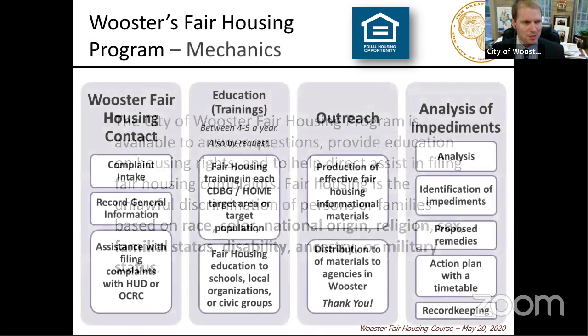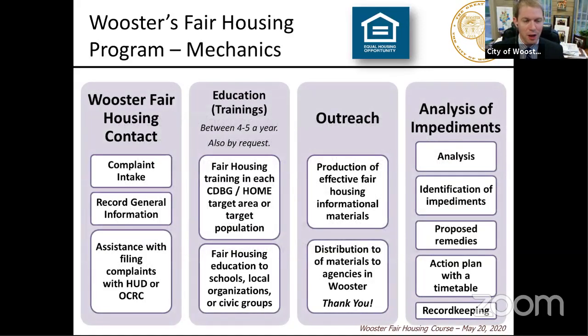And when it comes to that, we do have our services where if there is a concern, you're welcome to contact us. We can provide you with information on how to maintain compliance with fair housing law. We also will help individuals take complaints, and we provide assistance when it comes to individuals who may want to advance the complaint with HUD or the Ohio Civil Rights Commission.